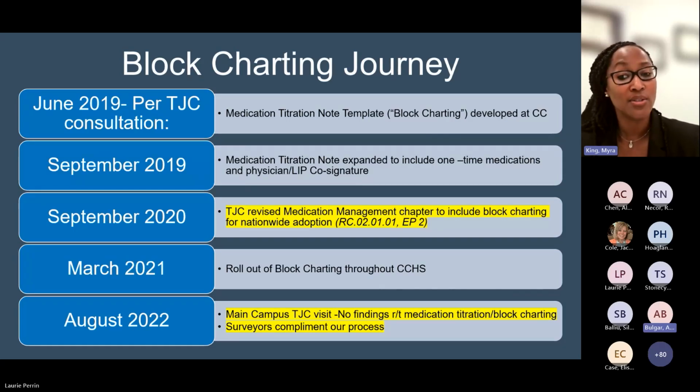And in August 2022, we had a Joint Commission visit on our main campus, and there were no findings related to medication titration or block charting. In fact, the surveyors complimented our process during their ending session. So this was really a celebratory moment for us, as we had been dealing with this challenge for several years, a lot of work, and it was great to see the progress that we had made in this space. So again, time for celebration. Next slide, please.